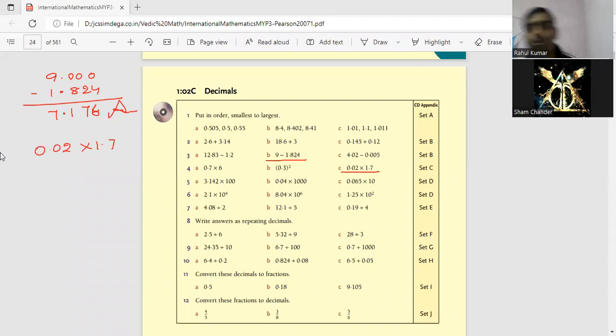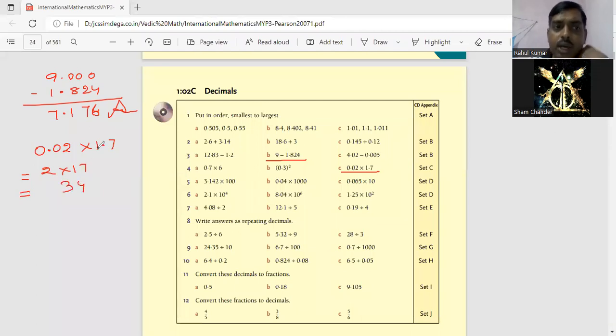First of all, I request you to remove the decimal place. For working for the division and for the multiplication, remove the decimal place. Just forget the decimal. So multiplying, it becomes 2 times 17. The number is 2 and 17. 2 times 17 is how much? 34, sir.